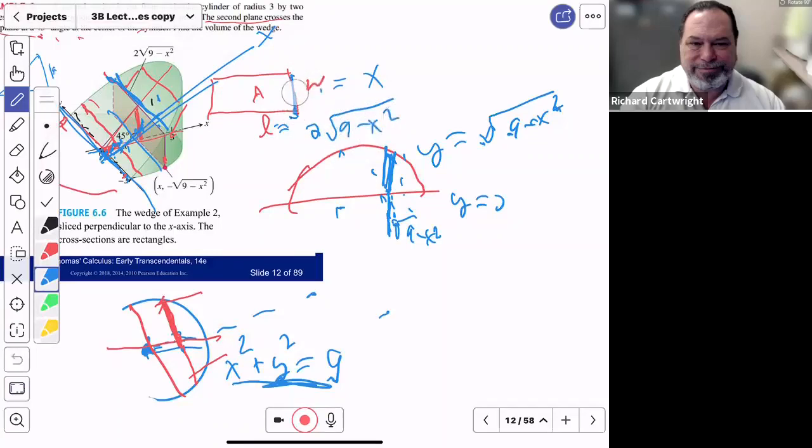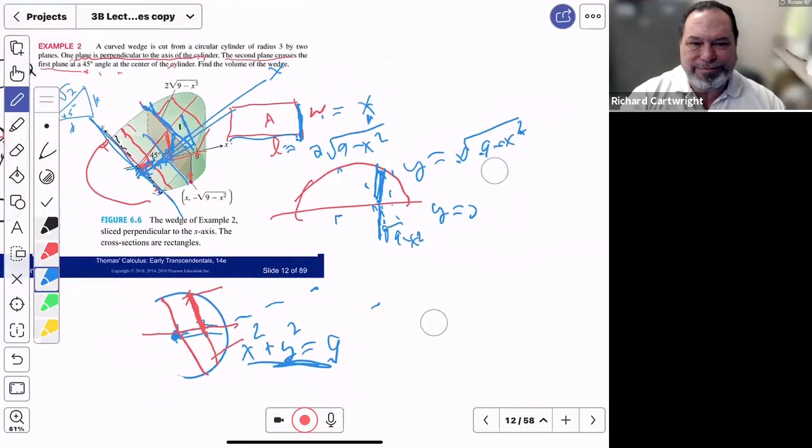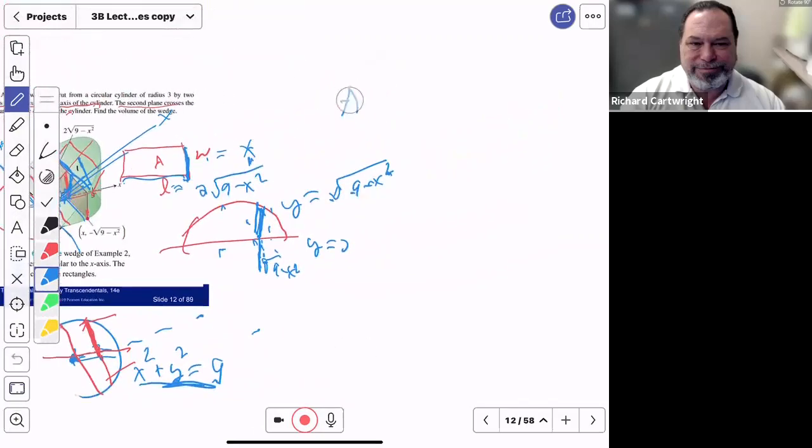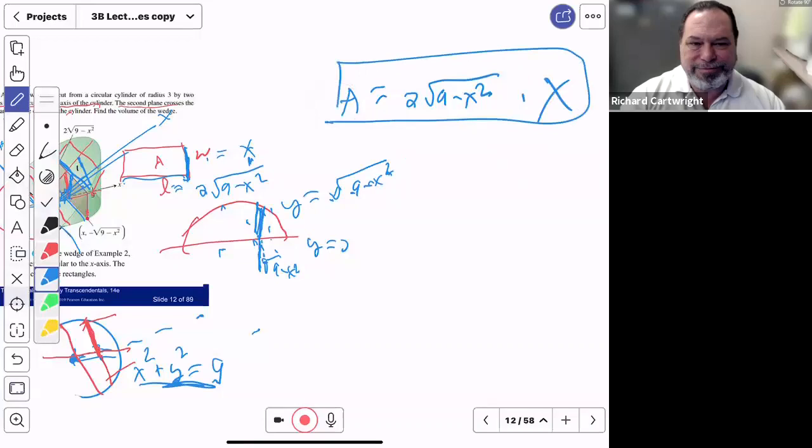And the height of that rectangle, which is the width of this rectangle, is just plain x, because whatever x I go out, that's the same height. Now, I have my equation for the area. The area has to be length times width, so it's going to be 2 square root of 9 minus x squared times x. There's my area of the cross section.